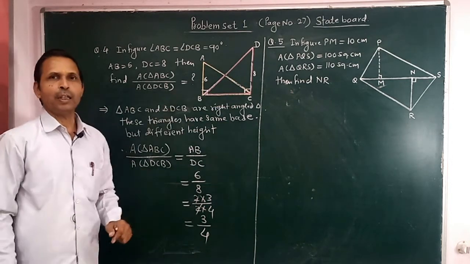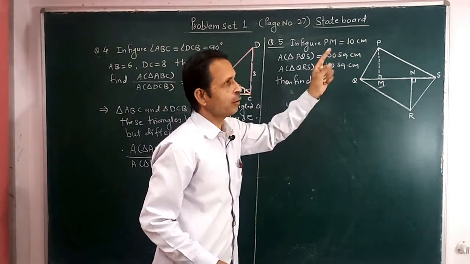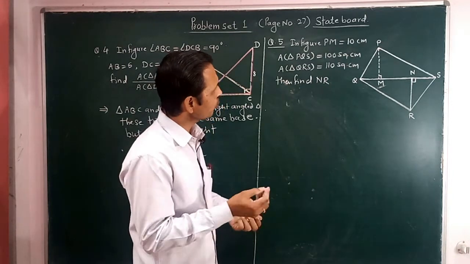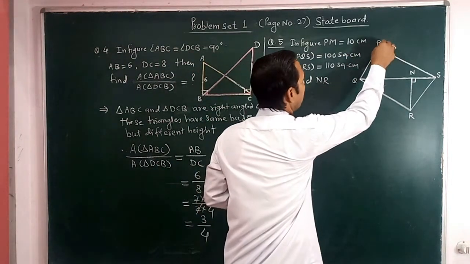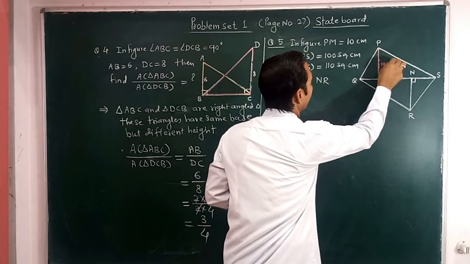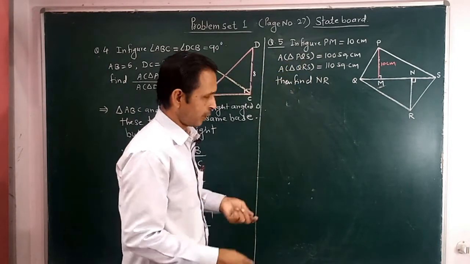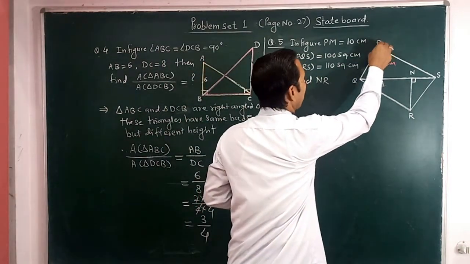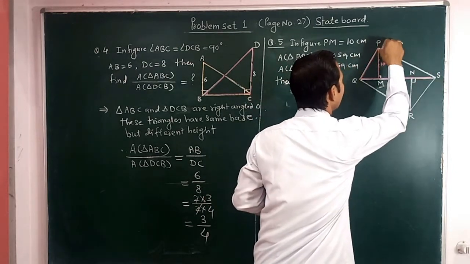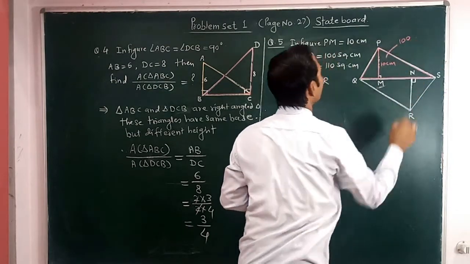Now the same example is given again in the figure. PM is equal to 10 centimeter. PM means this is the height of that triangle. See here, this PM is 10 centimeter. The area of triangle PQS, PQS means this triangle, is given as 100 square centimeter.